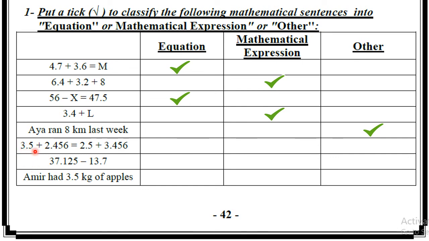And now 3.5 plus 2.456 equals 2.5 plus 3.456. Here we have an equal relationship, so it will be an equation. And now 37.125 minus 13.7. Here we have two numbers and an operation, so it will be a mathematical expression, a numerical expression. And now, Amir had 3.5 kilograms of apple. Here, we don't have any operation, we don't have equal, so it will be others.